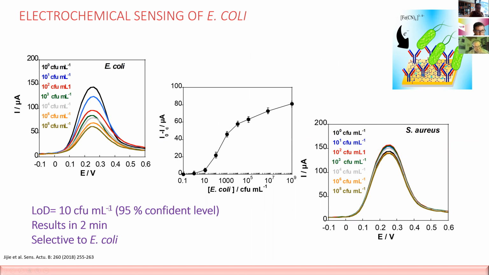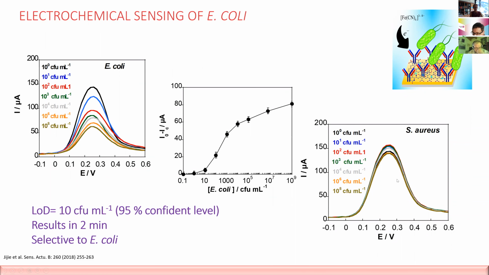So we sense different E. coli concentrations by using differential pulse voltammetry on your interfaces, and you see the signal actually decreases with time because you have a deposit. You have a sort of linear range for different CFU per milliliter, with a cutoff level estimated as 95% confidence limits of around 10 CFU per milliliter, and all this in 2 minutes.